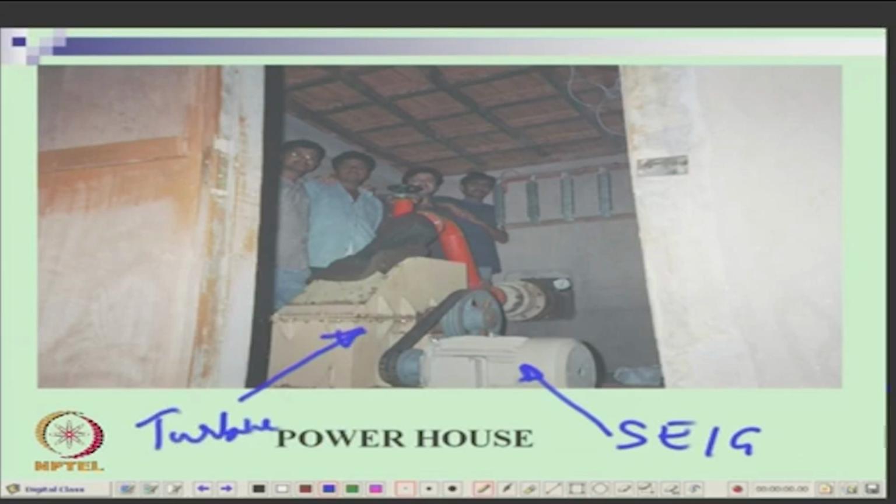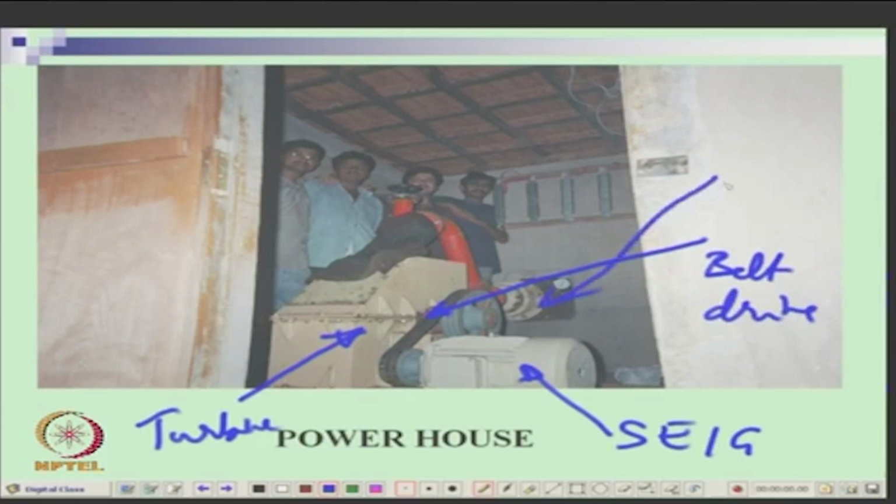What is this you have? A belt drive, because it has to increase the speed, and here is the water inlet. Water is coming inside the powerhouse, and this is the dump load. In fact, this was drawn to a few houses in the village. Of course, these are our students and project staff, it was part of a project.